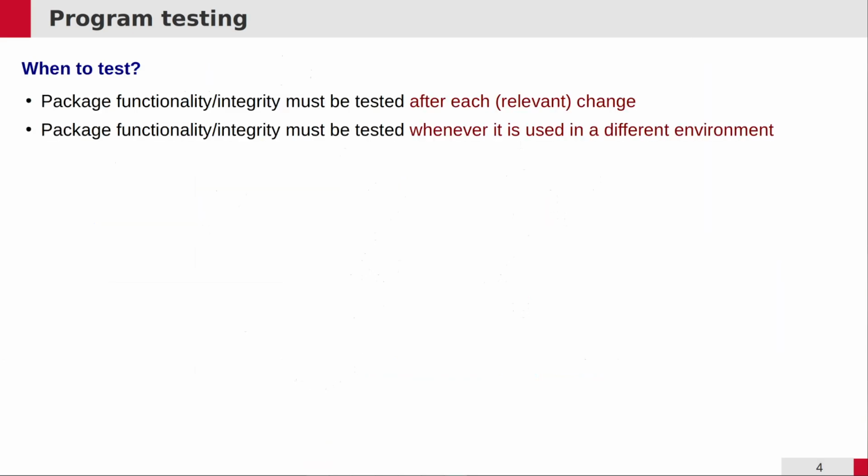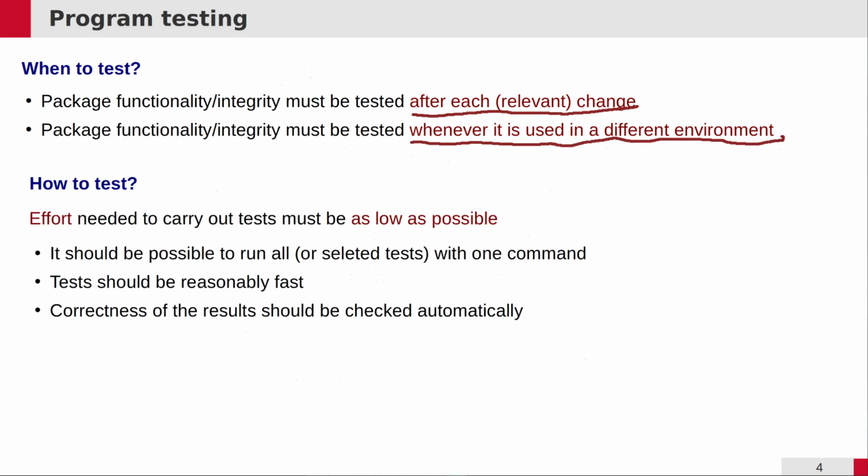So basically we can ask: we have some testing routines, some testing functionality, when do we have to invoke it? Of course it's super important to invoke it after each relevant change you make. So whenever you make something which changes the code, you should test whether it still works as supposed. And of course, whenever it is used in a different environment, one which was maybe not considered during development, has different libraries or different numerical behavior.